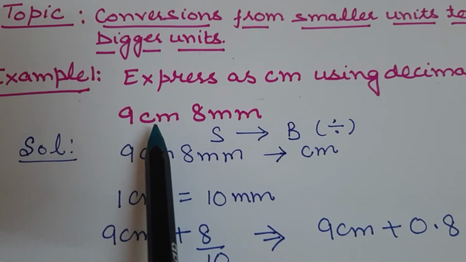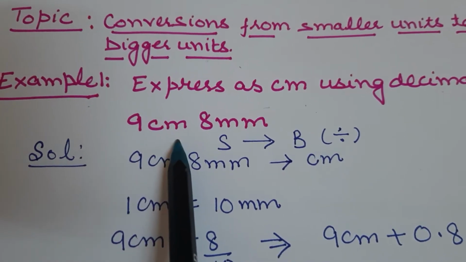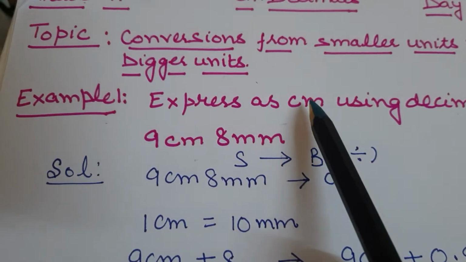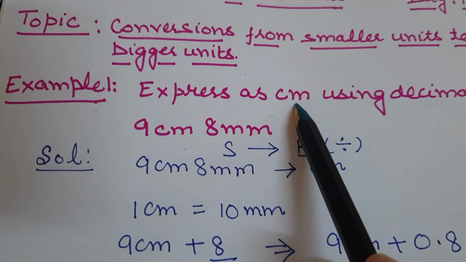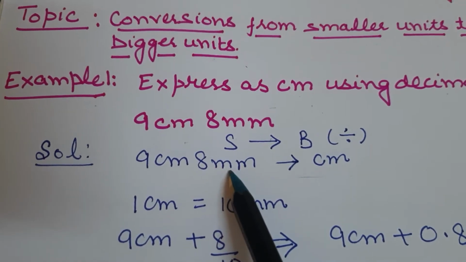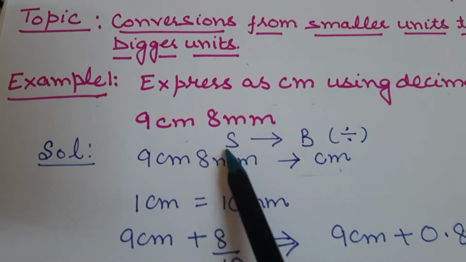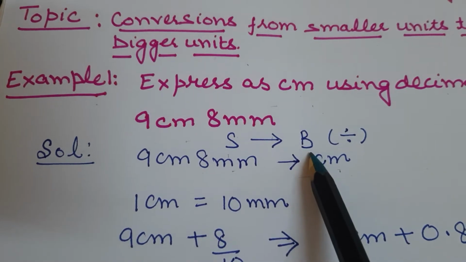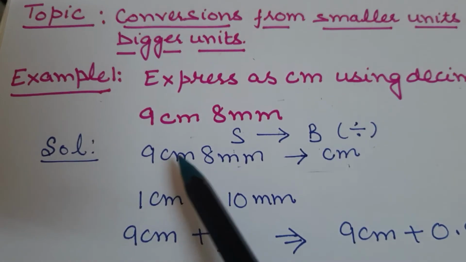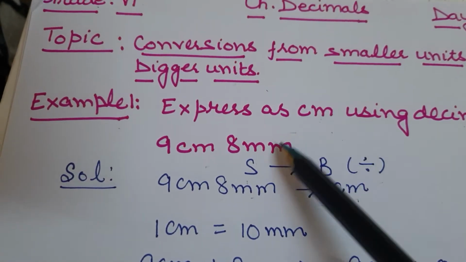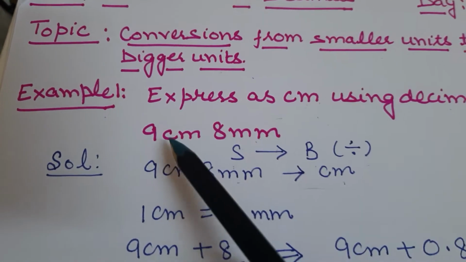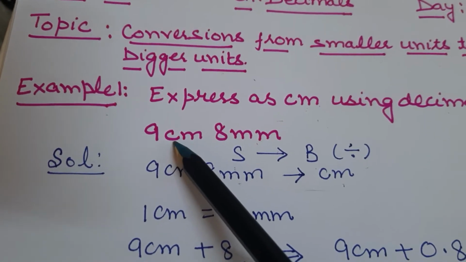So the first statement is 9 centimeter 8 millimeter, which will be converted into centimeters. Okay, so this is the smaller unit and this is the bigger unit. So for conversion from smaller to bigger, we will divide with their relation. Now the relation should be between these two units, millimeters and centimeters. The 9 is already in centimeters.